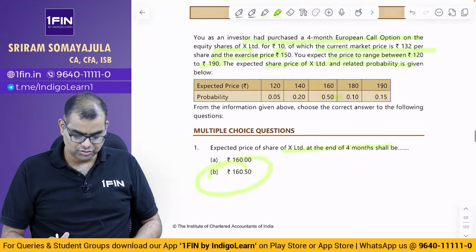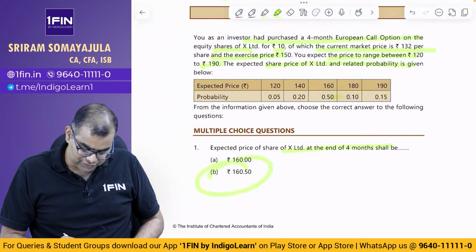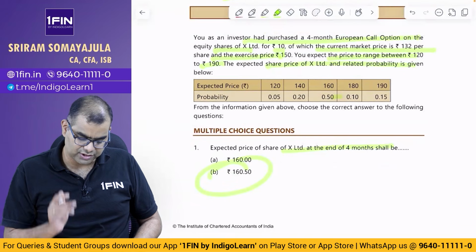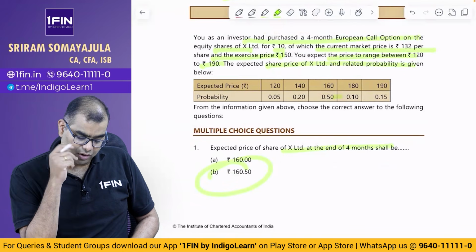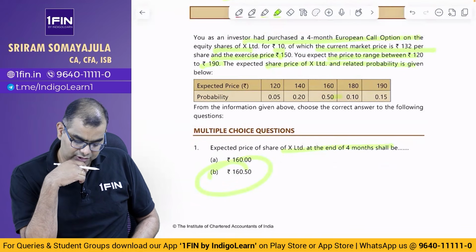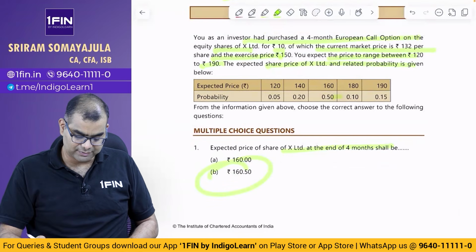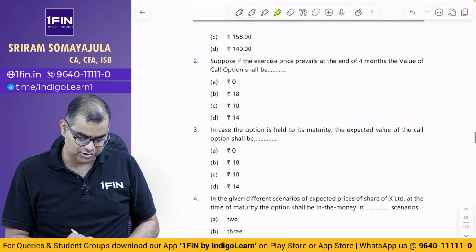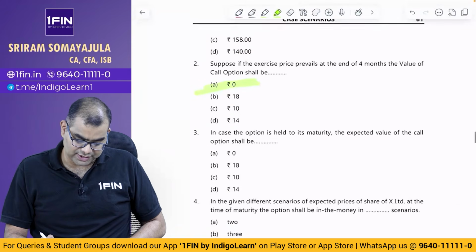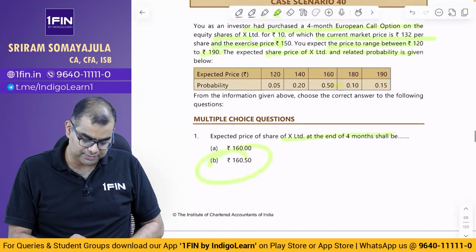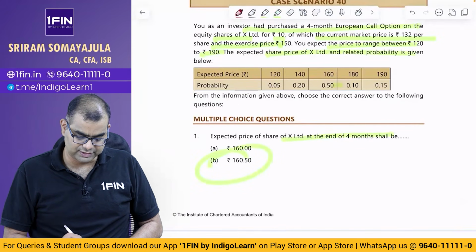Then, suppose the exercise price prevails at the end of 4 months, what is the value of the call option? I have a right to buy at 150, the exercise price is also 150 and the market price is also 150. Then what is the value of the option? 0. Then in case the option is held to maturity, expected value of the call. So when you have an expected value of the call, you should not directly take this 160.5.